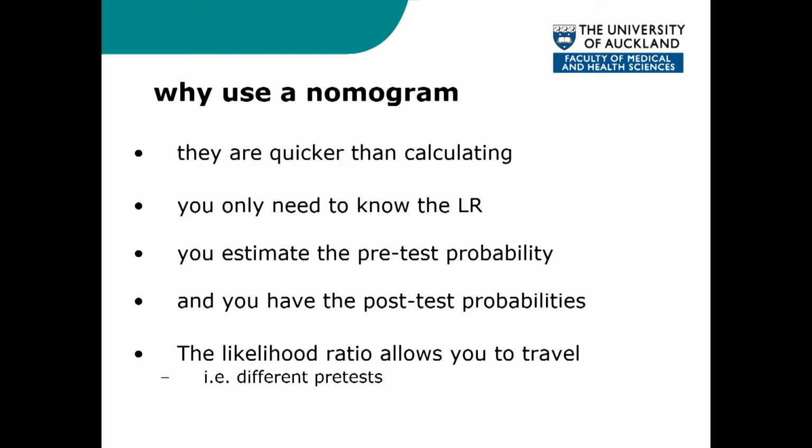They're quicker than calculating, and you only need to know the likelihood ratios. You estimate or guess the pretest probability, and then you have the post-test probabilities. And the likelihood ratio allows you to travel, means you can start going to different patients. If they have different pretests, you can apply your nomogram to them.